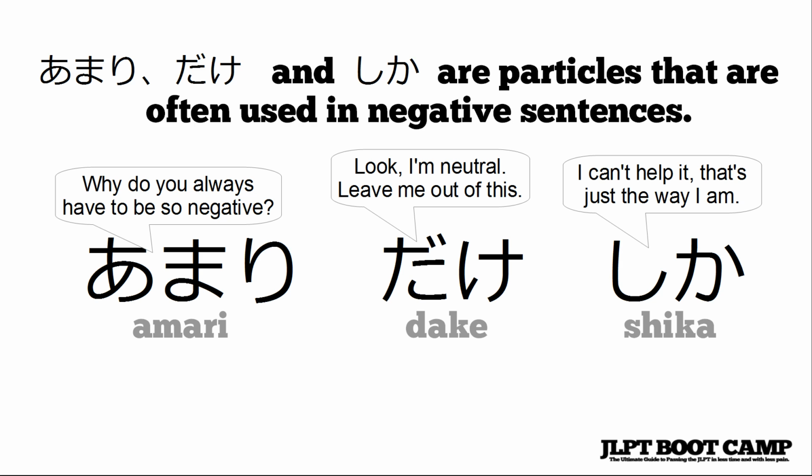Mac here from JLPTbootcamp.com, here with another N5 grammar lesson, this time going over 3 important particles for the N5 level: amari, dake, and shika.